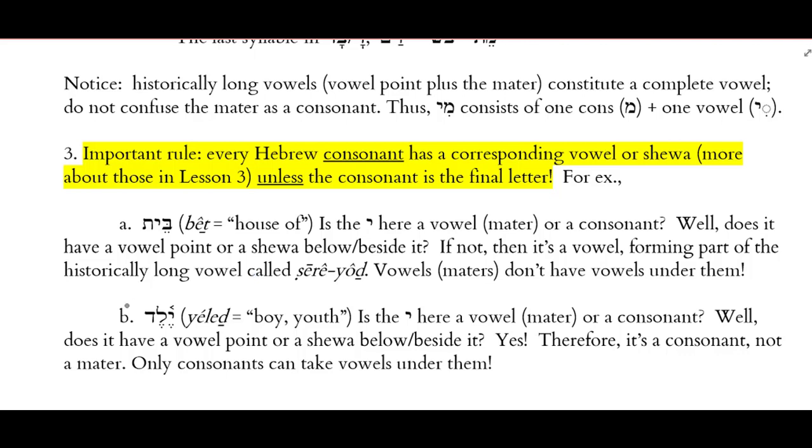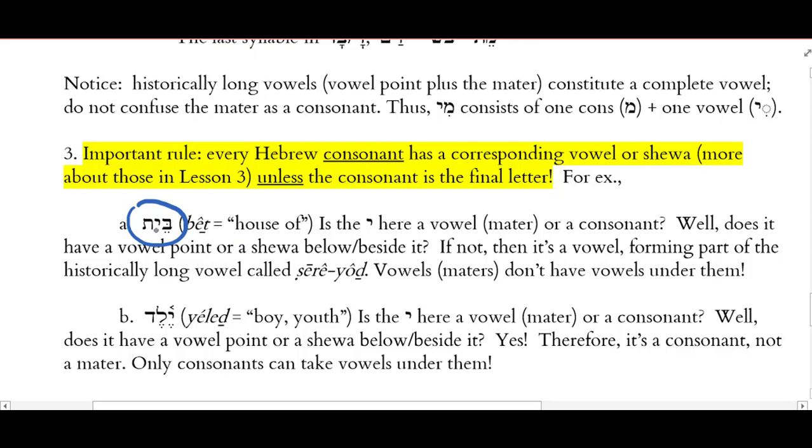Let's take a look at the examples here. I have the Hebrew word beit. There look like there are 3 consonants here, beit, yod, and tav. All right? Now, the question here is about the yod. Is this yod that we're looking at in beit a real consonant yod, or is it a mater yod? Well, here's the question. Does this yod have a vowel point or a shava symbol below or beside it?